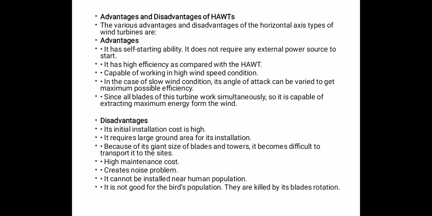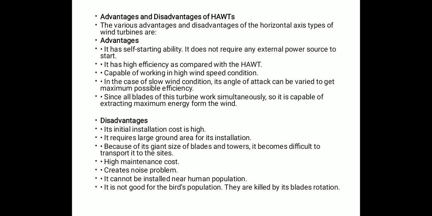It has self-starting ability. It does not require any external power source to start. It has high efficiency and is capable of working in high wind speed conditions. In case of slow wind conditions, its angle of attack can be varied to get the maximum possible efficiency. Since all the blades of this turbine work simultaneously, it is capable of extracting maximum energy from the wind.